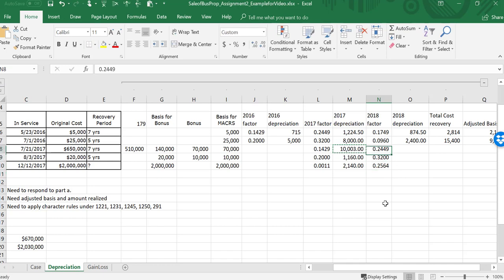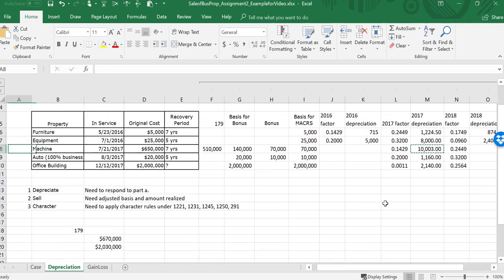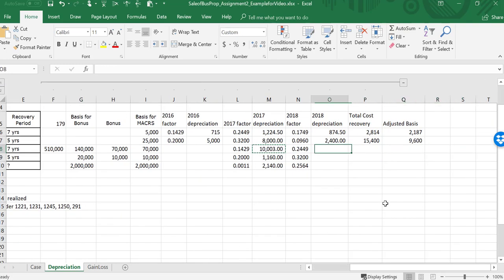However, recall that I sold, first off, the machine. So the machine doesn't get a full year's depreciation. Again, we used the half-year convention when we placed it into service. We need to use the half-year convention when we take it out of service. Boom, there we go. So the auto, we get a full year's depreciation for. We did not sell it. But let's go ahead and do this math for these two for a second.